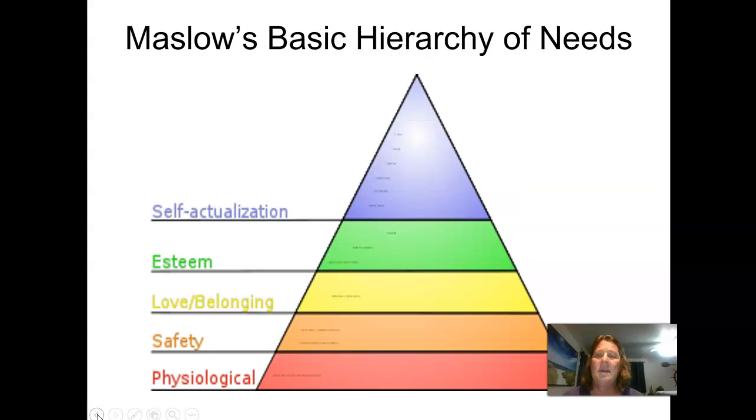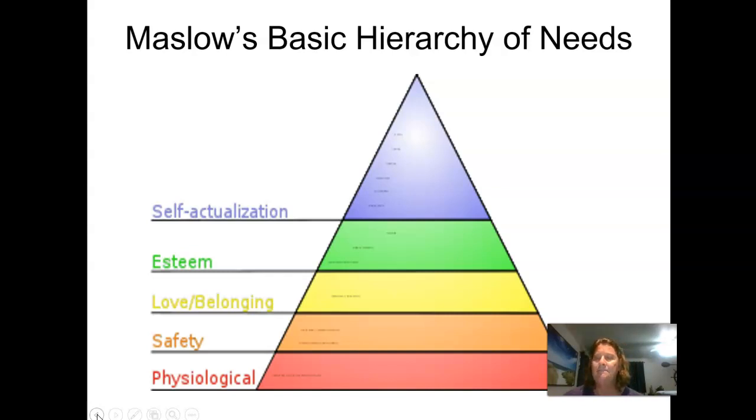Now, Maslow, he was a psychologist or psychiatrist. I forget sometimes. But anyway, he came up with the basic hierarchy of needs. And it's basically a pyramid. And what his pyramid says is that your physiological needs need to be met before anything else can happen for a person. So food, shelter, water, clothing, if those needs aren't met, the rest of the pyramid is pretty worthless, because if a person's food, shelter, clothing, if their basic needs aren't being met, they're going to struggle to survive.